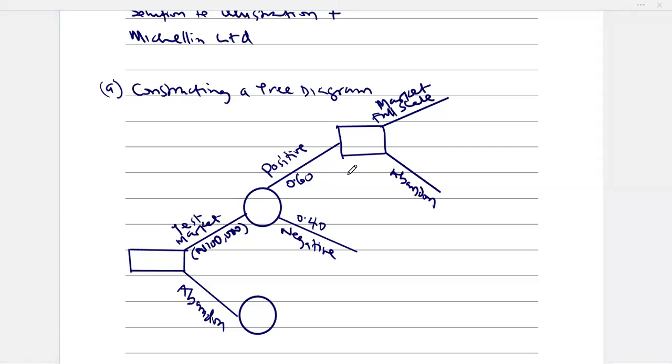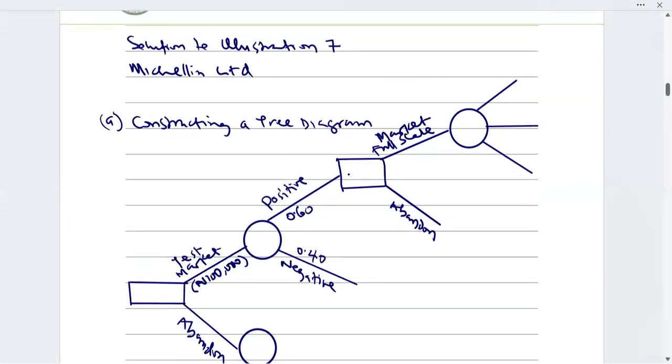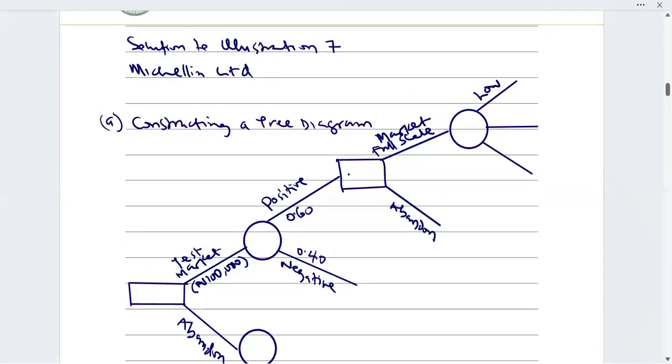If it markets the product full scale, the outcome might be low, medium, or high. So there are three states of nature. So if you market the product full scale, you need to draw a chance node. The outcome might be low, medium, then high. So low, medium, then high. See? So I will then come here. This one is low, medium, then high. Let me rewrite that.